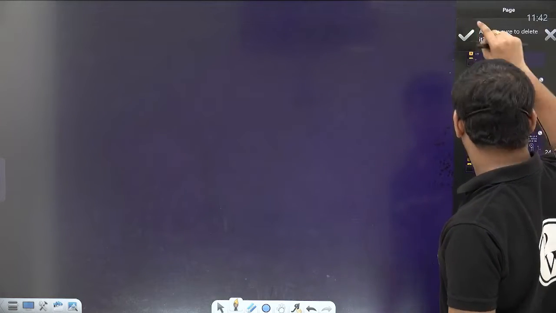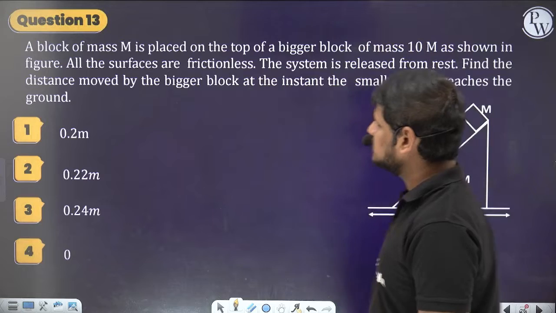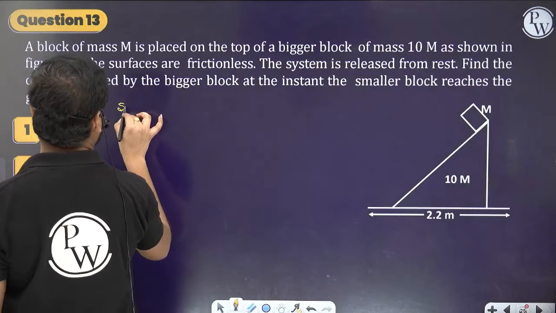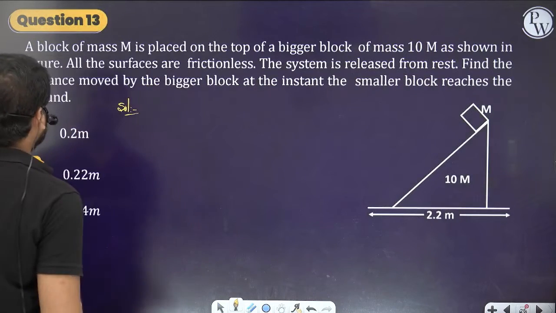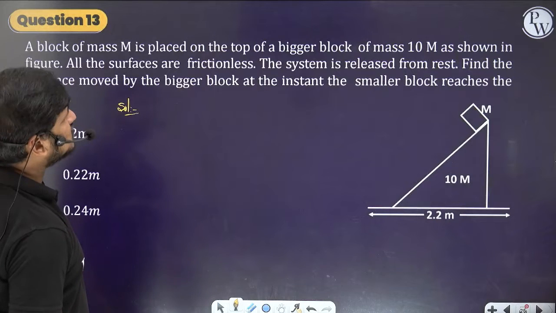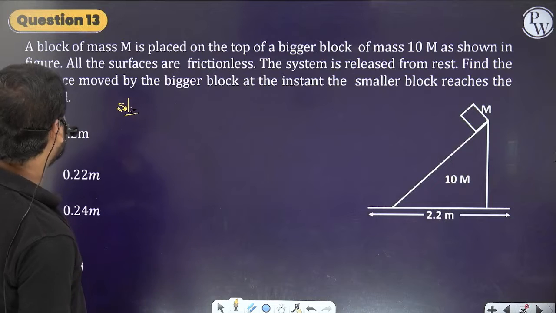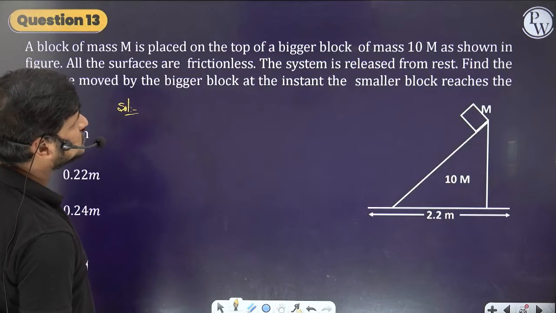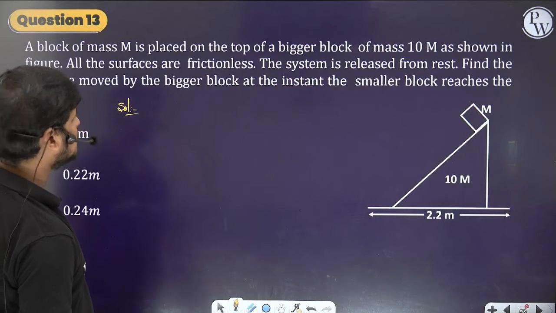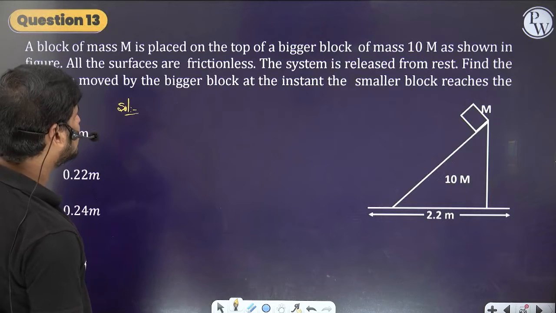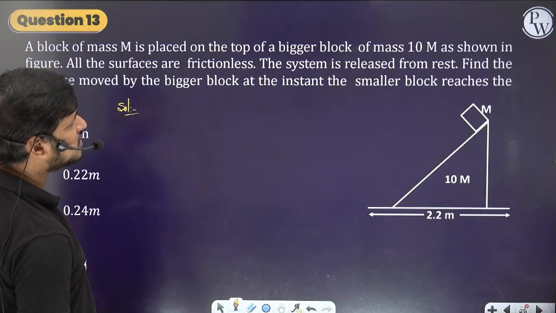We don't need another slide. So let's take the next question. A block of mass m is placed on the top of a bigger block of mass 10m as shown in the figure. All surfaces are frictionless, and the system is released from rest. Find the distance moved by the bigger block at the instant the smaller block reaches the ground.